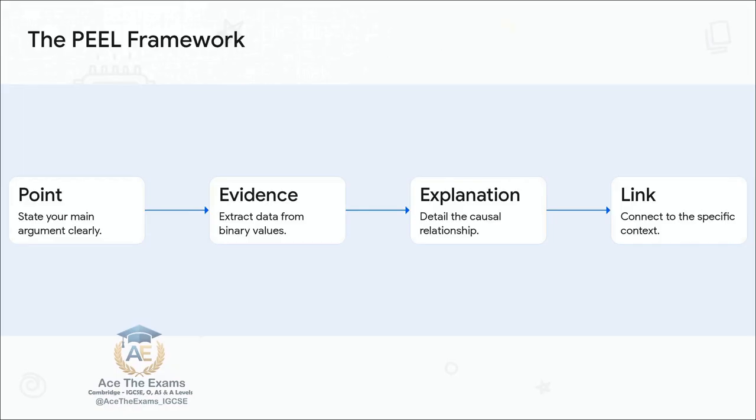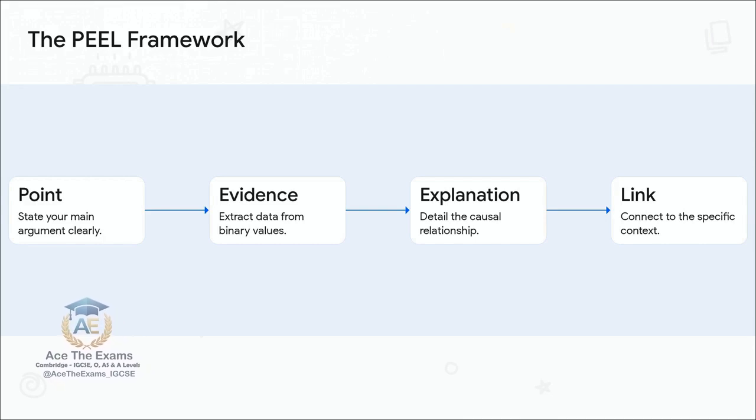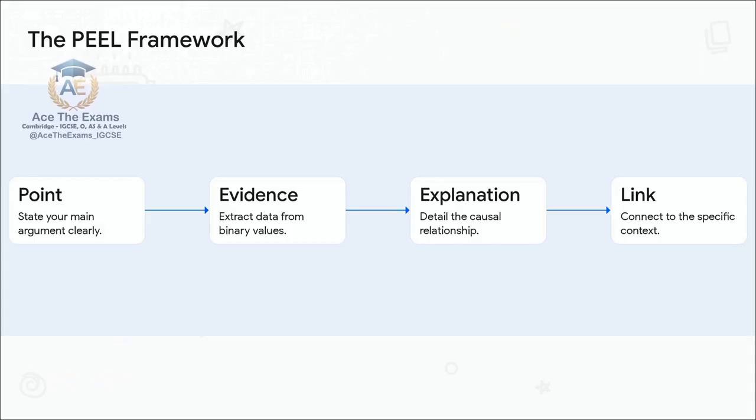Point, evidence, explanation, link. This is your safety net. This is your gymnast routine. First, point. State your main argument clearly right out of the gate. Second, evidence. Extract specific data from the binary representations actually given to you in the question. Third, explanation. Detail the causal relationship using those precise definitions we just discussed.